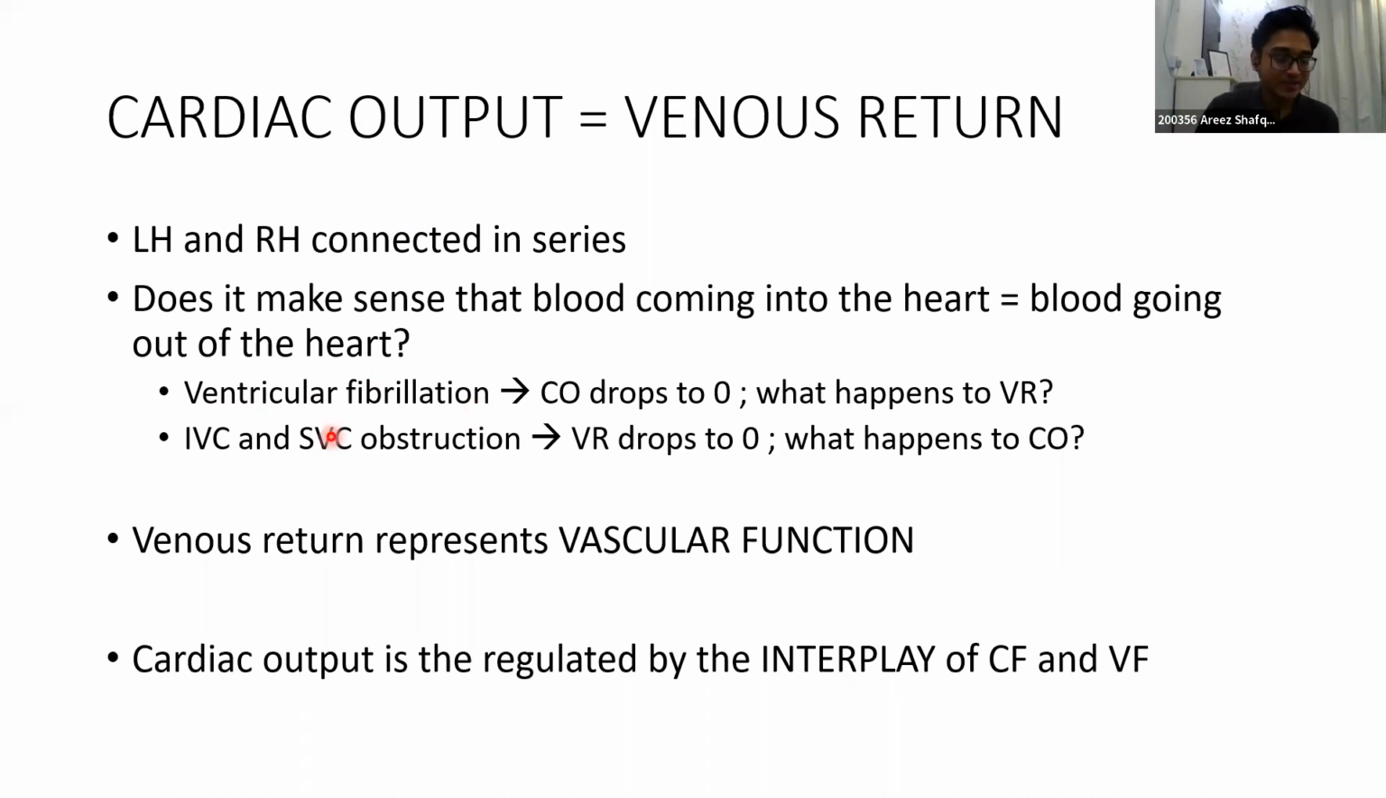Let's go the other way now. Let's say I block the IVC and SVC. So I block the venous return completely. If venous return drops to 0, what happens to the cardiac output? It drops to 0 as well. So venous return has to equal cardiac output. Okay. Venous return is also called vascular function. Okay. So we discussed cardiac function. Now we're discussing vascular function. And you need to know that cardiac output is regulated by cardiac function and vascular function. Okay.